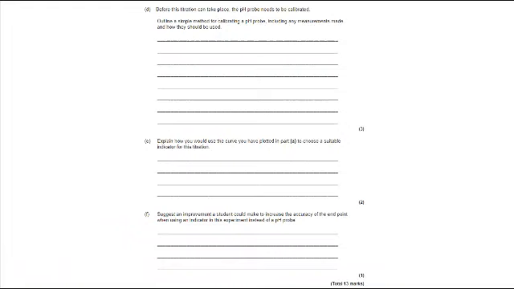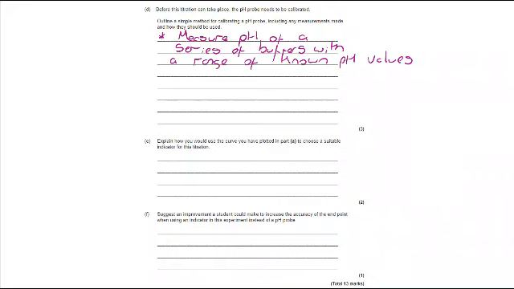Before this titration can take place, the pH probe needs to be calibrated. Outline a simple method for calibrating a pH probe, including any measurements made and how they should be used. So the calibration is the thing that you will have done at the beginning of RPA9, building your calibration curve. And I'm going to go through the basic process that you are hopefully familiar with. First of all, you are going to take a series of buffer solutions of known pH, and you are going to measure with your pH probe the actual value of them. They may be the same, they may be different.